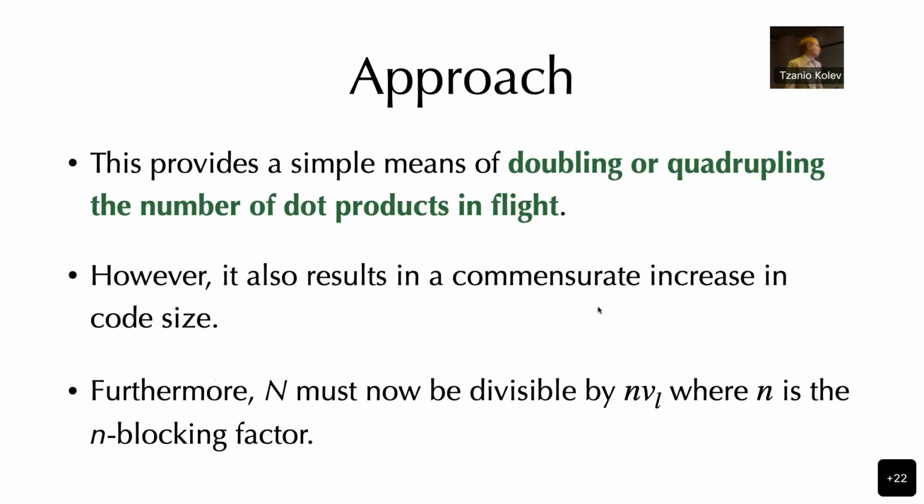Immediately, you double or quadruple the number of dot products you're accumulating at the same time, but with a caveat. Your executable is now 2 or maybe 4 times as large. Because you've unrolled the loops, you've got more instructions. In addition, n, that is to say the number of columns in A or B, must now be divisible by n times the vector length, where n is the amount of n blocking you're doing, at least if you want to get good efficiency. This is one strategy we can take to get more explicit parallelism.